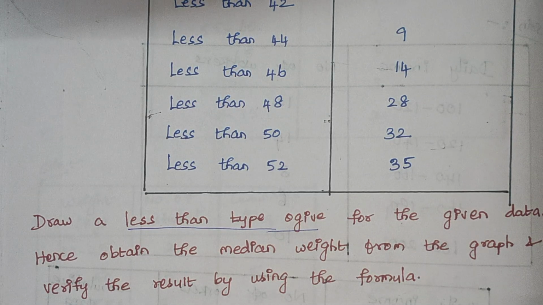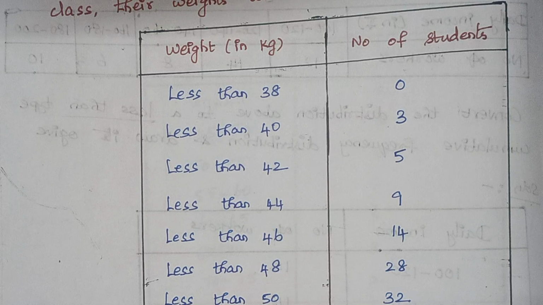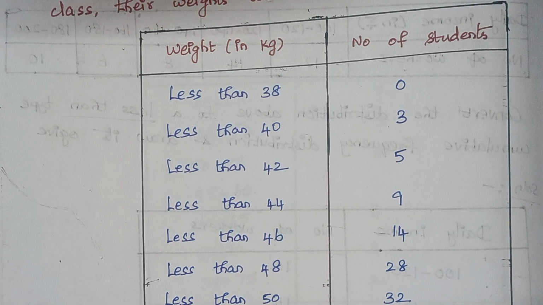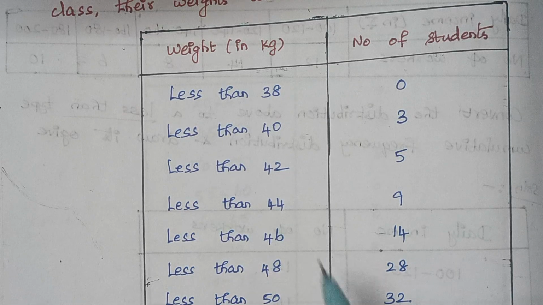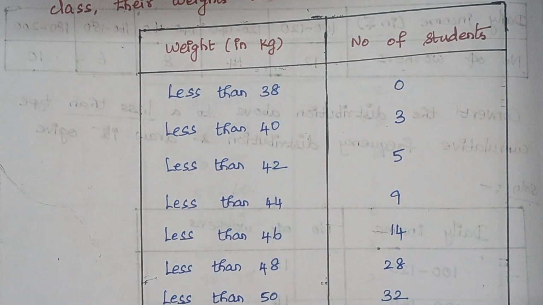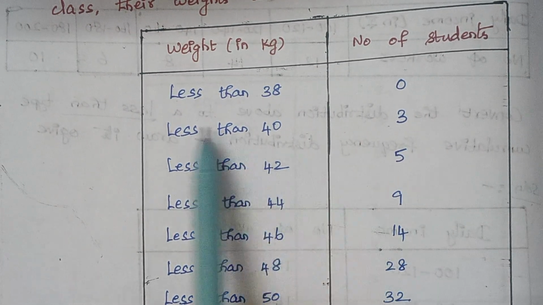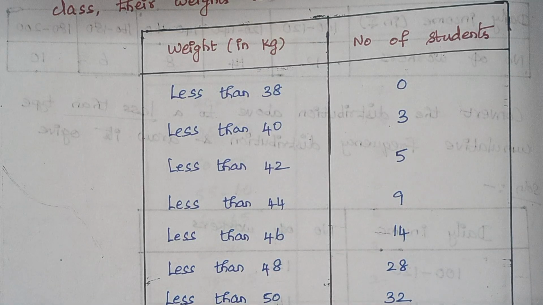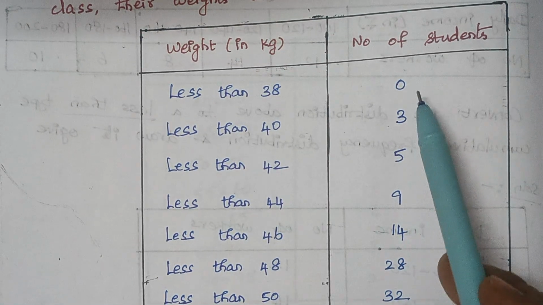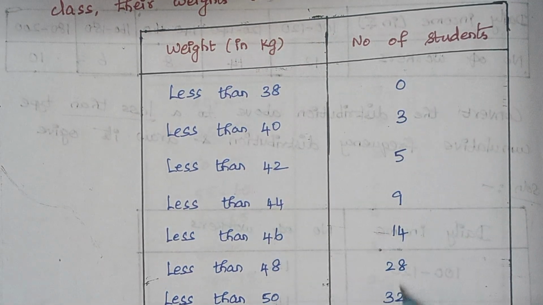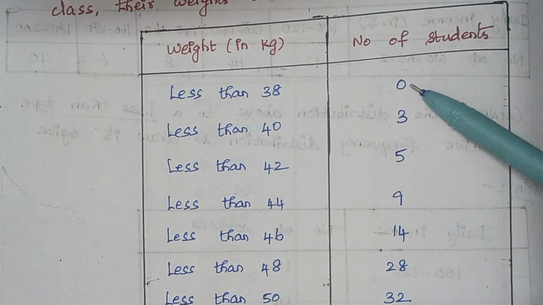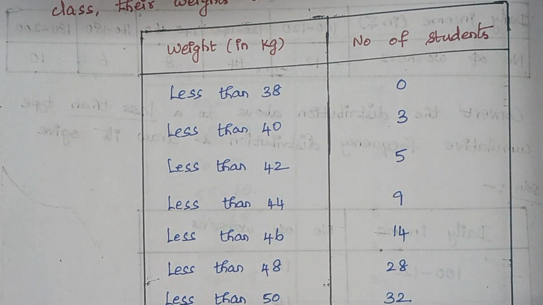As a first step, we are going to draw an ogive in a graph sheet using these values, because here the values are directly given. We need a less than type ogive, and here the data is directly in the form of less than type. When you look at these values, you see the values are arranged in perfect ascending order.